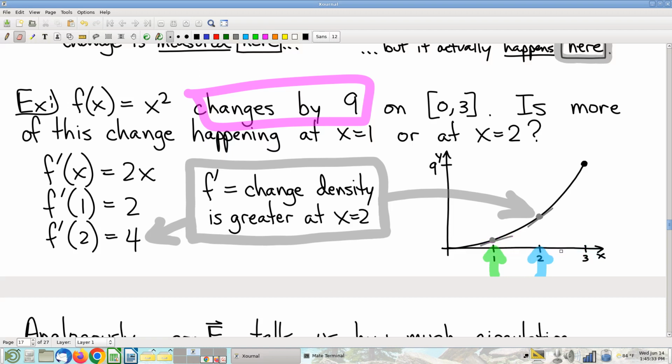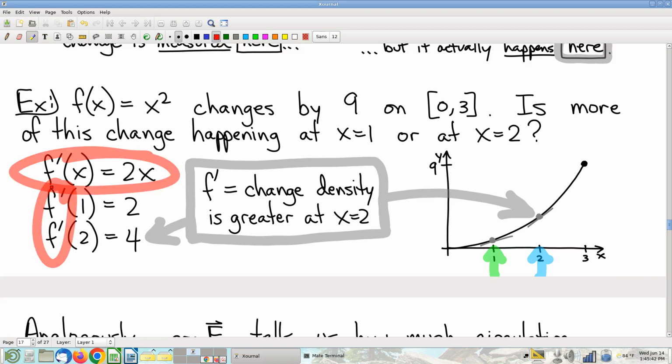Reasonable question. And again, the derivative just straight up answers that question. The derivative is our change density. I can compute the value of the derivative at x equals 1 and at x equals 2. And this is the one that's the biggest, and so 2 is where there is more change happening. And again, this tracks perfectly with what we see in the picture. Yes, there's more change happening at 2. It's steeper there. Right? Everybody buy it? Okay, so densities tell us where stuff is happening.